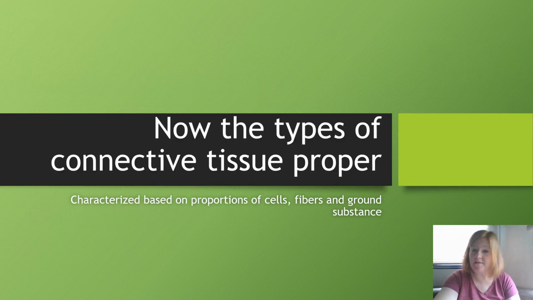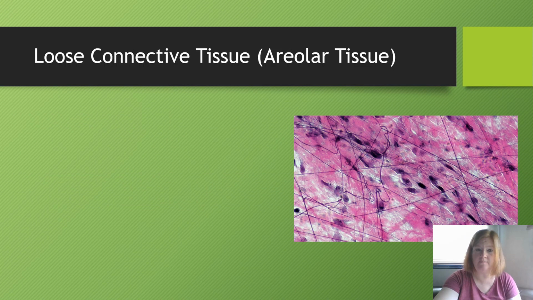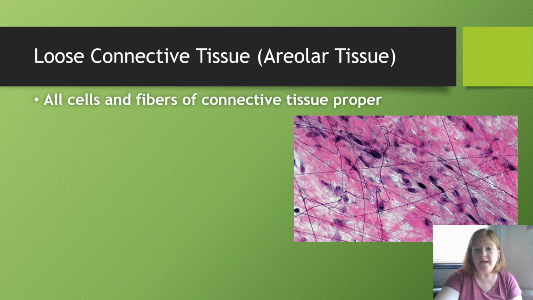Now the types of connective tissue proper, and they're characterized based on the proportions of the cells, fibers, and ground substance. So we have loose connective tissue, also called areolar tissue, but we'll just primarily refer to it as loose connective tissue. All the cells and fibers that are in connective tissue proper, it has them, but just the proportions are different.